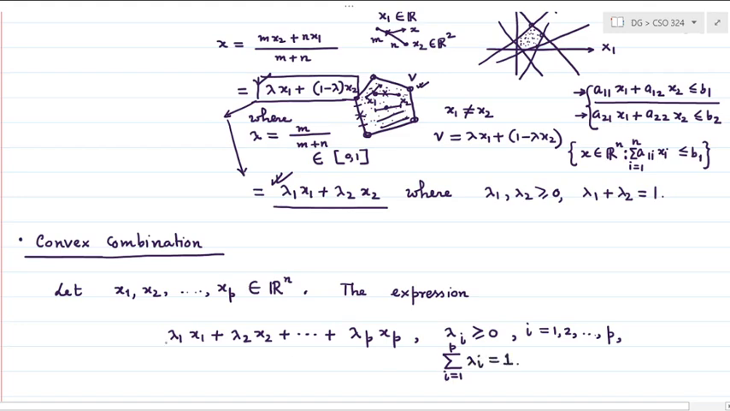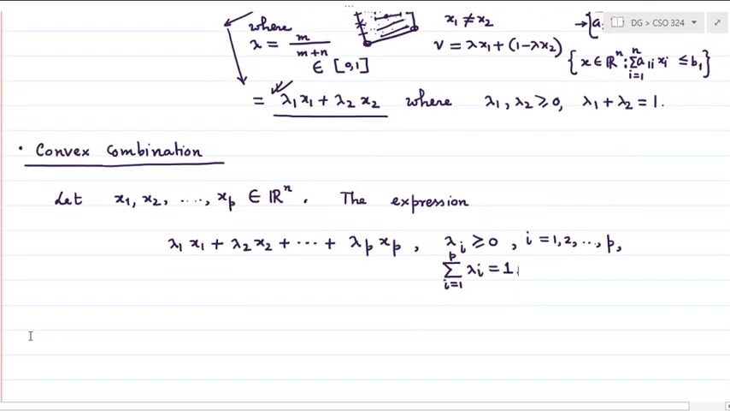Then we call this expression lambda 1 x1 plus lambda 2 x2 plus, likewise, up to lambda p xp, where these lambda i's restrictions are valid, non-negative, and adding up to 1, a convex combination of the points x1, x2 till xp. Fine. Now we define a convex set.